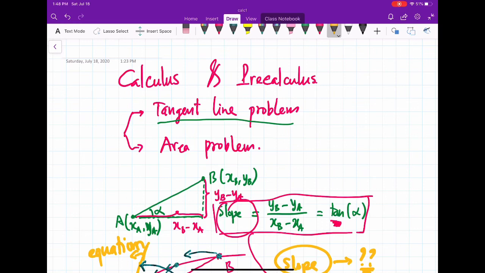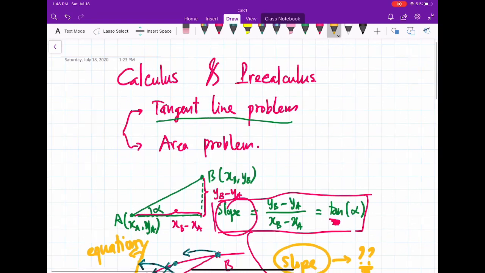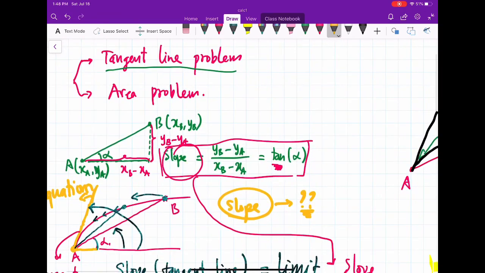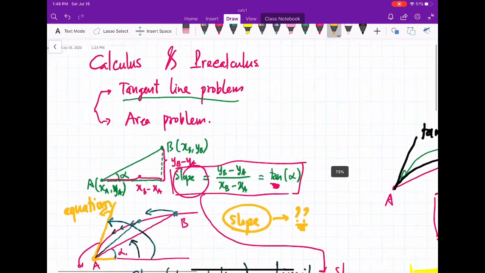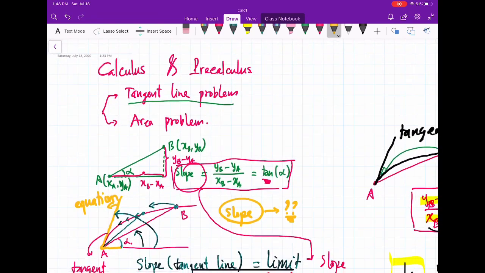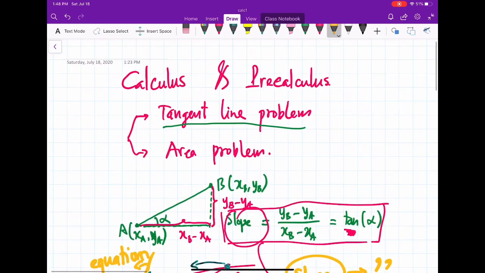So half of Calculus 1 is about the tangent line problem, about the slope, about the velocity, or sometimes we call it the derivative. And the second part of Calculus 1 is the area problem. So we need to deal with integration and other things.